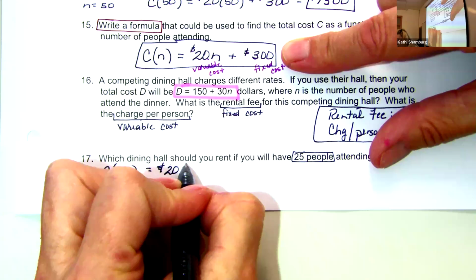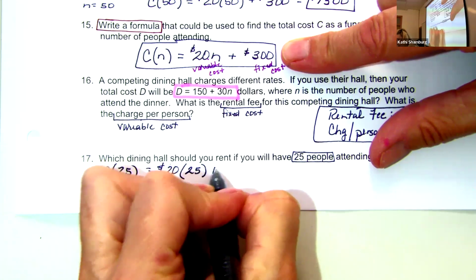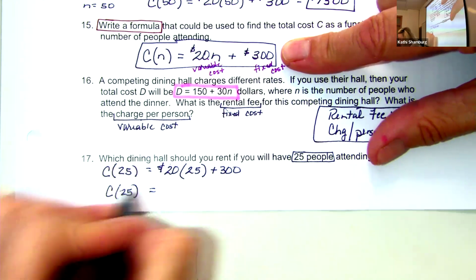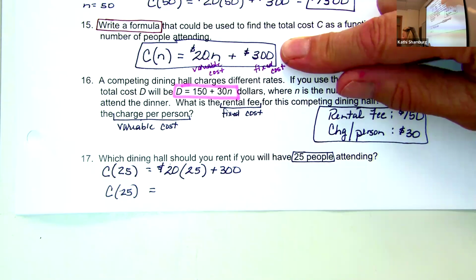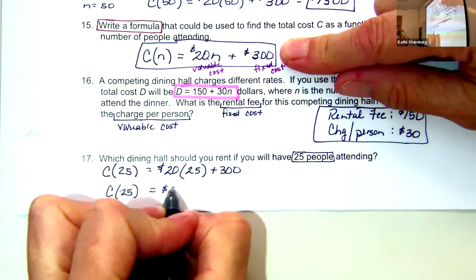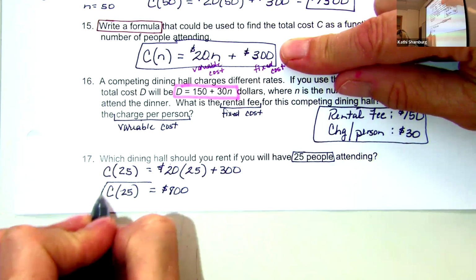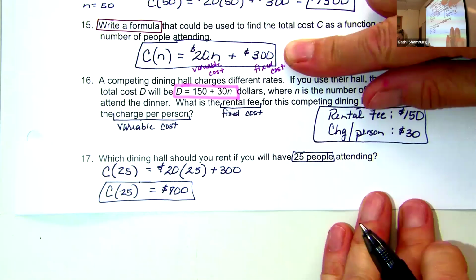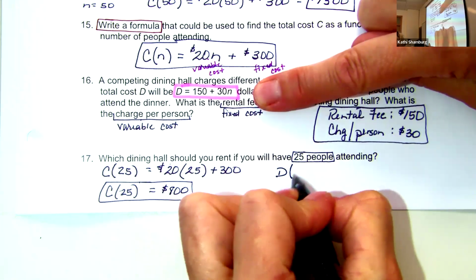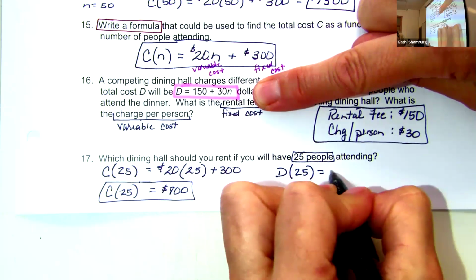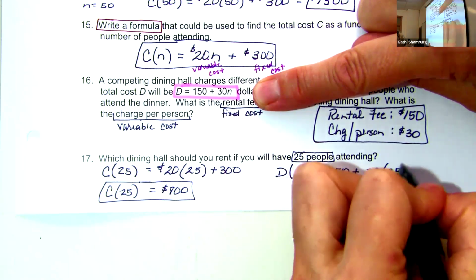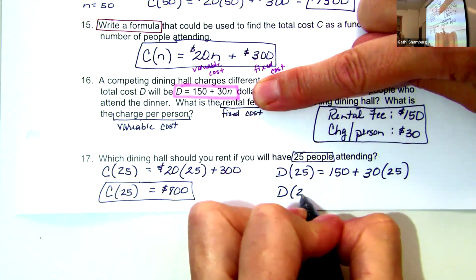So it'd be $20 for 25 people plus the $300 rental. Can someone calculate that and tell me how much we'd spend using that dining hall? $800. That's a pretty inexpensive 25 people. All right, then the other one would be D at 25. And so now that's 150 plus $30 times 25. So if I use this dining hall, how much am I spending?